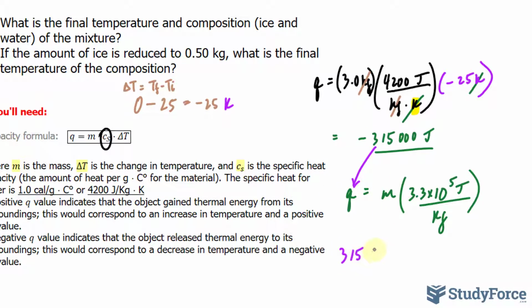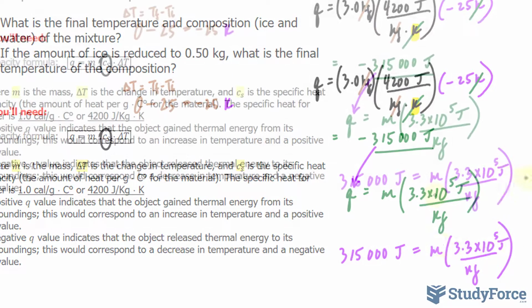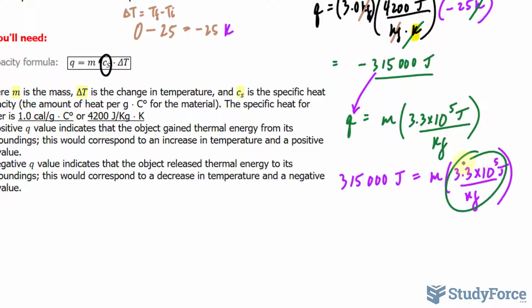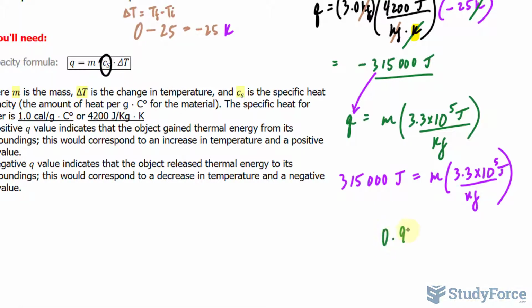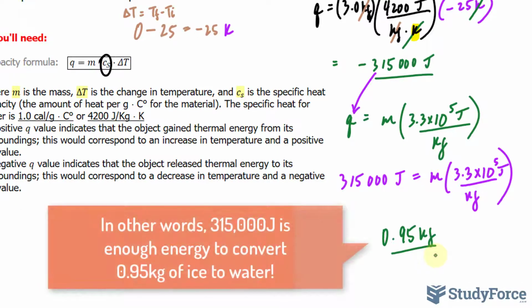I'll write down 315,000 joules is equal to M, that's an unknown, times 3.3 times 10 to the power of 5 joules per kilogram. We have to solve for M, and that can be done by dividing both sides by this factor. So let me go ahead and show you what that is. So we'll divide this by 3.3 times 10 to the power of 5. And we get a mass of 0.95 kilograms. So 0.95 kilograms of ice will absorb 315,000 joules of energy.